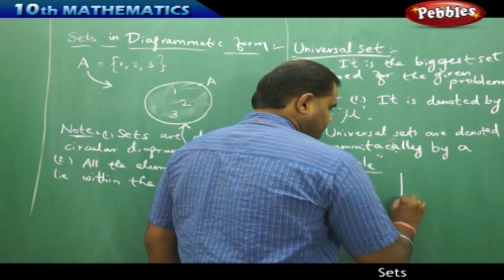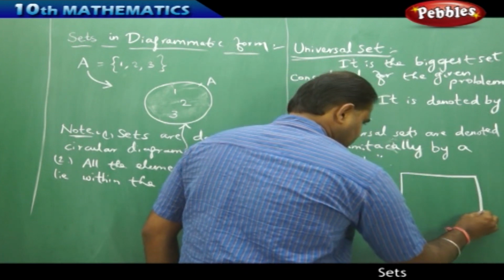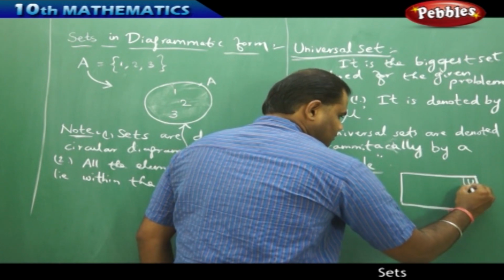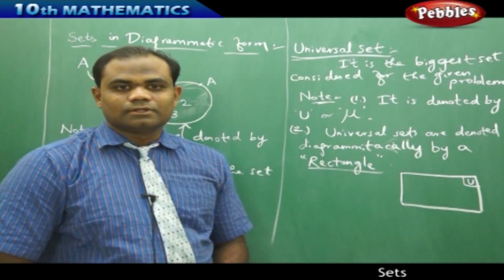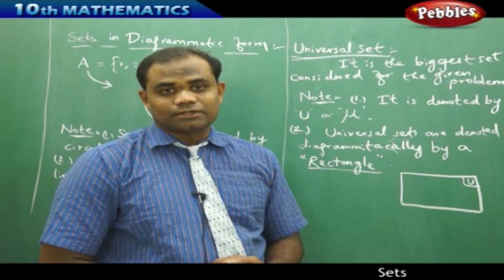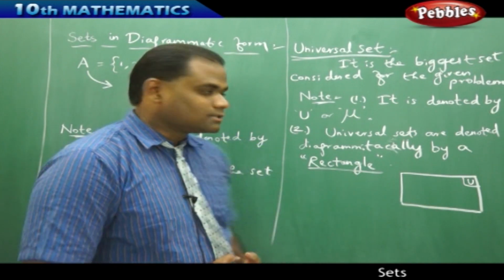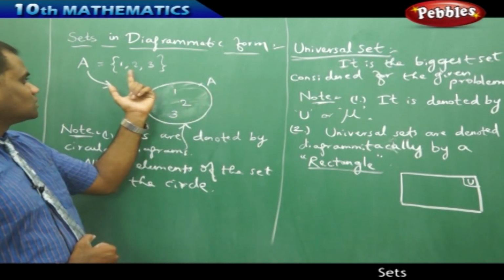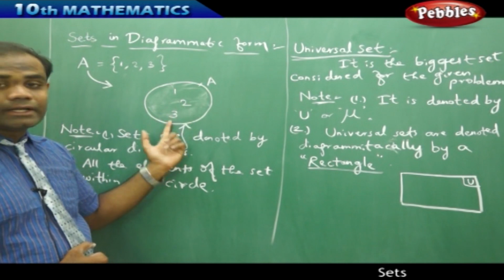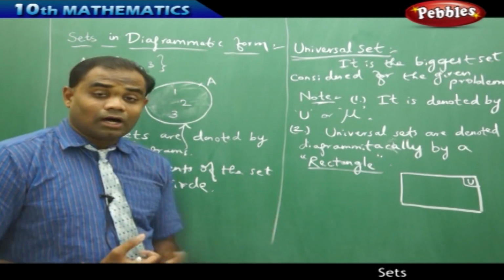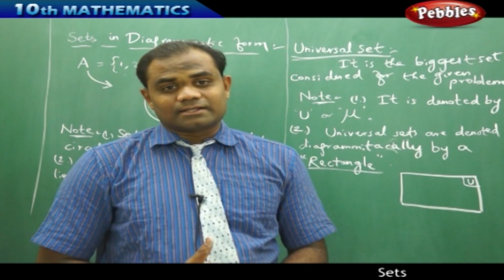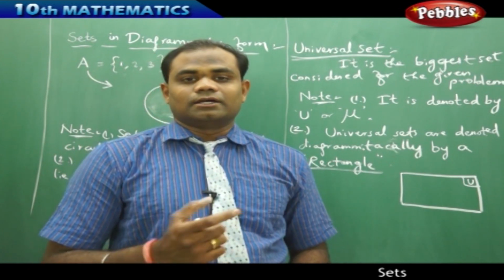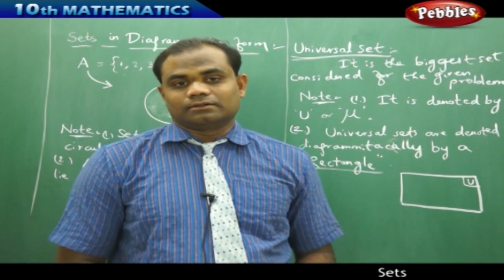So if I write a rectangle, then I assume that this is the universal set, where I denote somewhere here. This indicates that this is a universal set, U or mu. This indicates that this is a circle, therefore a set with 3 elements, 1, 2, 3, taken as an example inside the circle. So here's how I understand diagrammatically the set and the universal set. A set denoted by a circle and a universal set denoted by a rectangle.